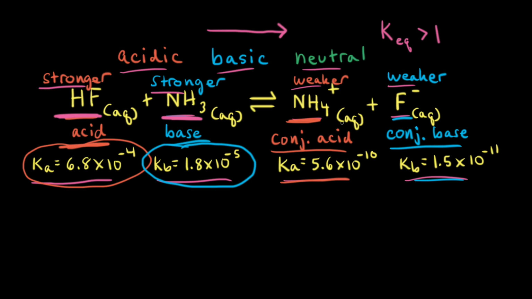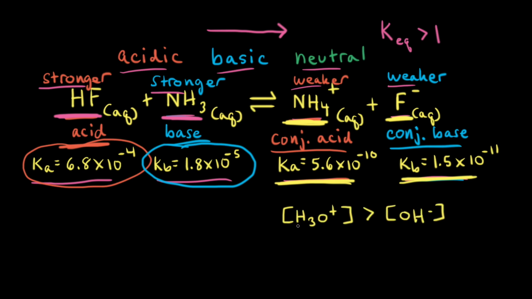So to determine if the solution is acidic, basic, or neutral, we have to think about the ammonium cation and the fluoride anion in aqueous solution. Since the Ka value for the ammonium cation is greater than the Kb value for the fluoride anion, the ammonium cation is better at producing hydronium ions in aqueous solution than the fluoride anion is at producing hydroxide anions in aqueous solution. So the concentration of hydronium ions will be greater than the concentration of hydroxide anions, and therefore the resulting solution will be acidic.